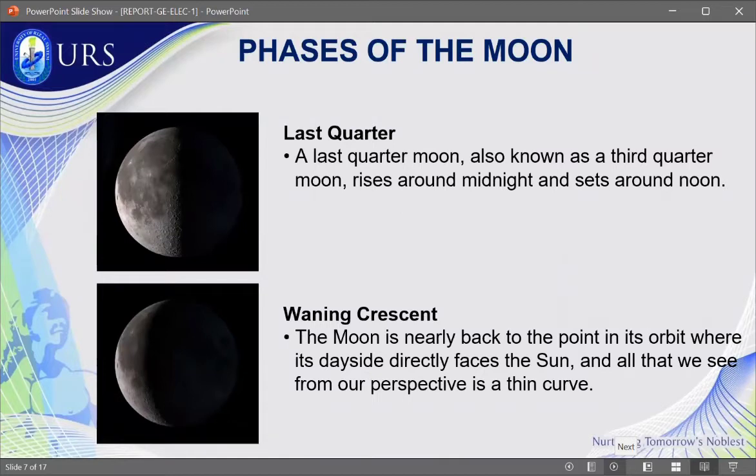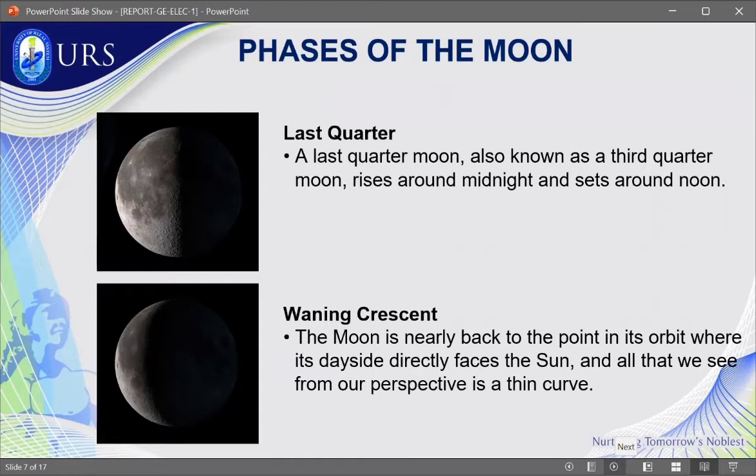Then lastly, we have the waning crescent moon. The waning crescent moon's moonrise is in the early morning, and the moonset is in the afternoon. The orientation of the waning crescent moon is that the left half is lit in the northern hemisphere, and the right half is lit in the southern hemisphere. Its position in space is when it's moving from third quarter into new moon. From third quarter, it goes back into new moon.